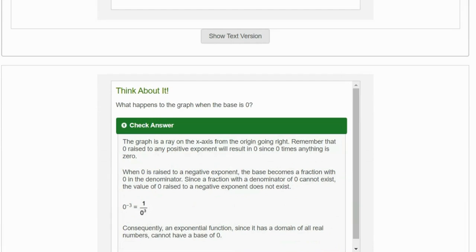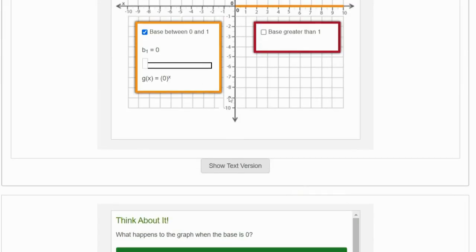When 0 is raised to a negative exponent, the base becomes a fraction with 0 in the denominator. We talked about that. Like 0 to the negative 3 is 1 over 0 to the third, and that cannot exist because 0 in the denominator is a problem there. So we know what that is.